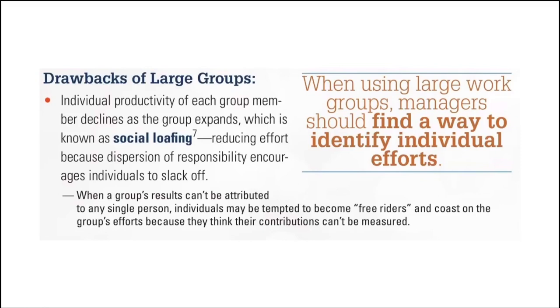Okay, when a group's result can be attributed to any single person, individuals may be tempted to become free riders and coast on the group efforts because they think their contributions can be measured. Free riders means you get credit but you don't contribute anything. Free riding happens when there is no clear cut measurement to see how much an employee works on their responsibility, because it is a collective work.